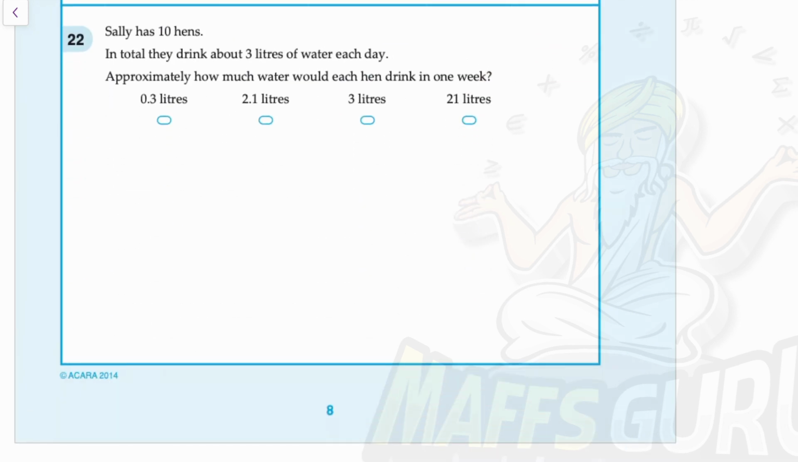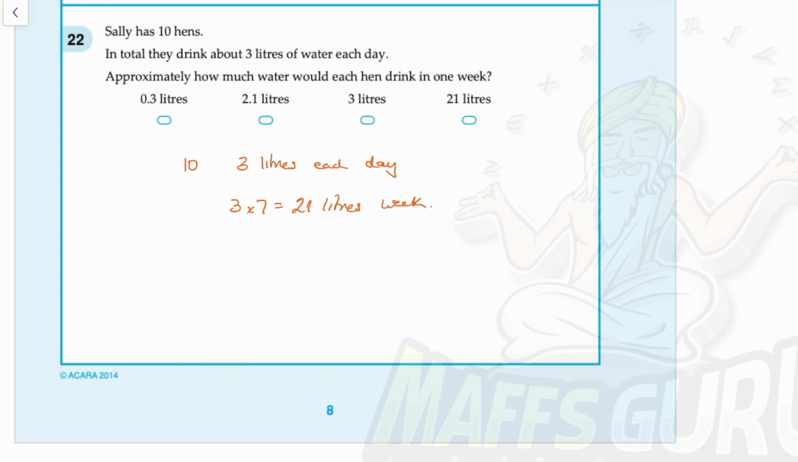Sally has 10 hens. In total they drink about 3 litres of water each day. Approximately how much water would each hen drink in 1 week? Alright, so she's got 10 hens and in total they drink 3 litres each day. Okie dokie. So how many days are there in a week? Well, there are 7, so they do 3 times 7, which is 7, 14, 21 litres in a week.